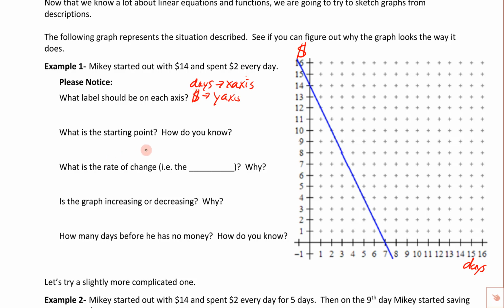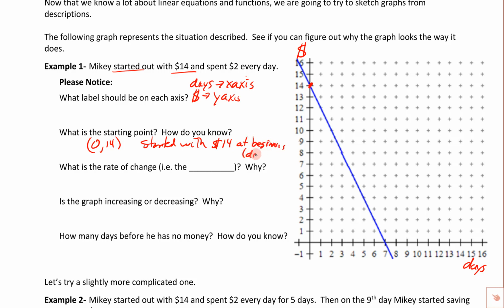What is the starting point, and how do you know? Well, the starting point would be this point right here. The starting point would be (0, 14). That's the starting point. How do you know? Well, remember in the problem it said he started out with $14. So started with $14 at the beginning.